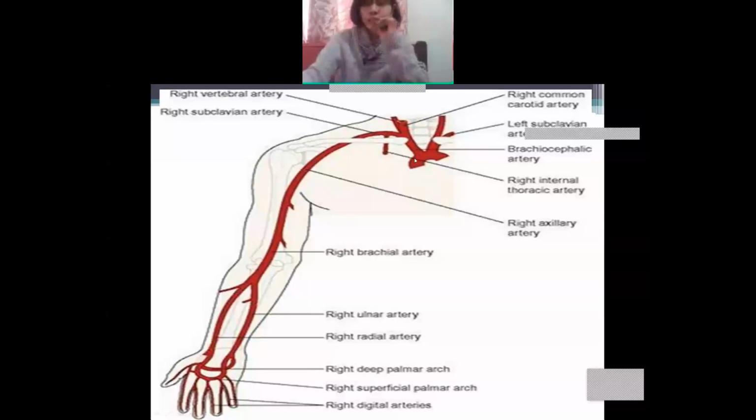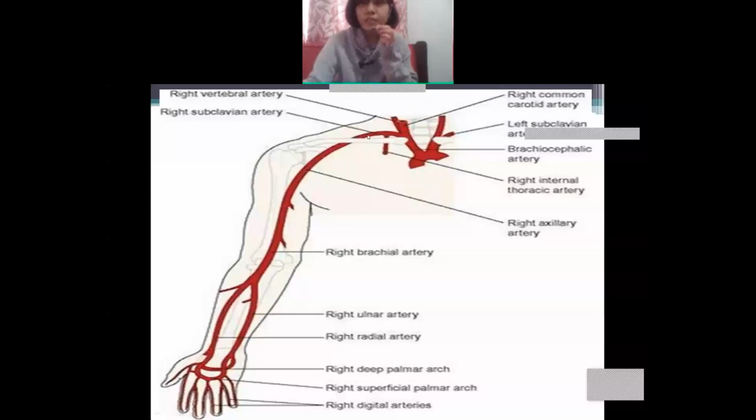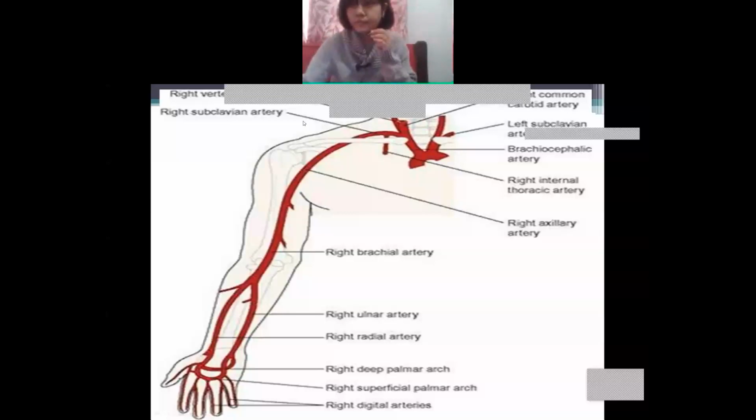So now we will discuss one by one the names of the arteries and what these arteries do. The first artery which you will find is the subclavian artery. So this is a subclavian artery. Here I'm showing you only the right side.